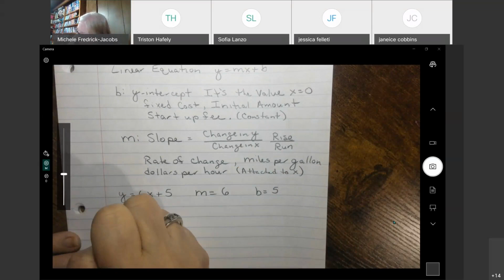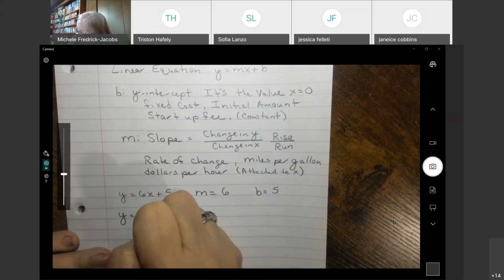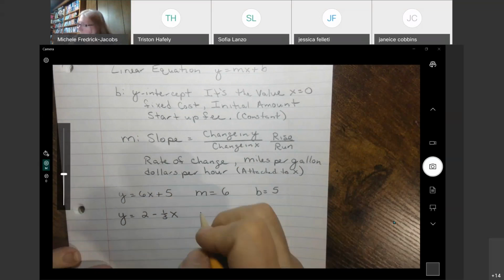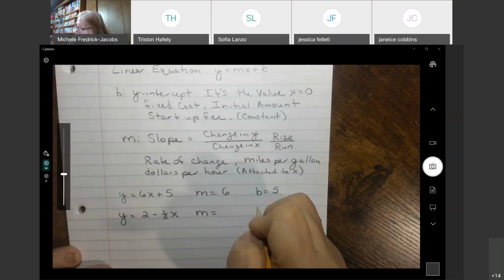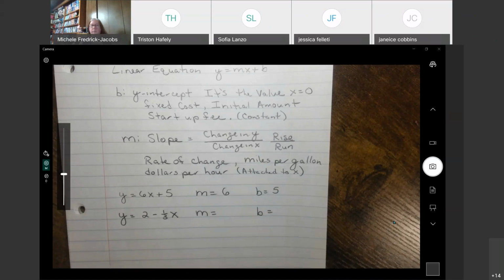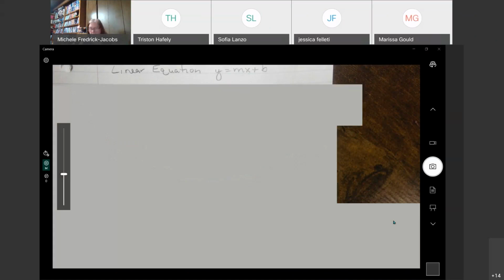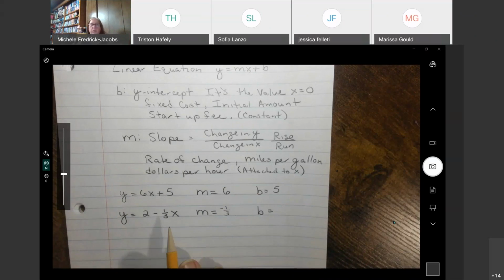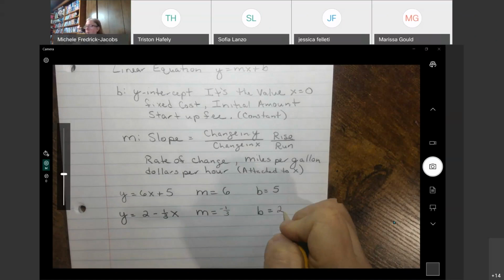How about this one? y equals 2 minus 1/3 x. Negative 1/3 is the slope. Yep. So when you have a negative sign, you want to bring it with it. Remember, it doesn't matter what order they're in, the slope is always with the x variable. And so then it's a negative 1/3, which means the positive 2 is with b.